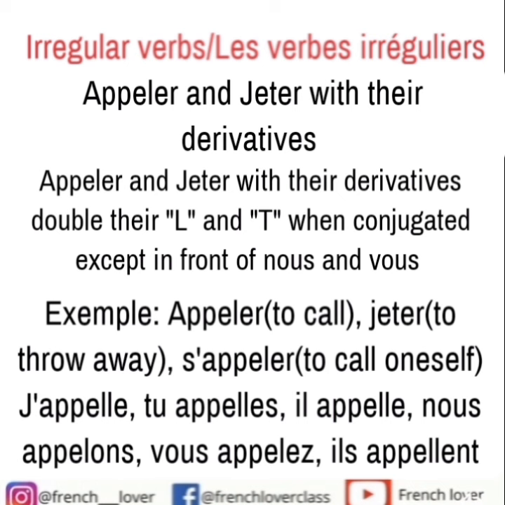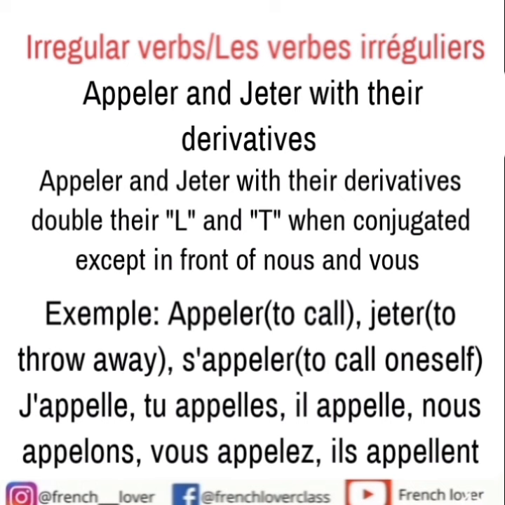Remember, this is the rule just for them. Just for them. Unlike the rule we just spoke about, the -eler, -eter, -emer, -ener, that one is different. This applies only to appeler and jeter and their derivatives. So for example, appeler, to call; jeter, to throw away something. Jeter is different from lancer. Lancer is to throw something to someone.